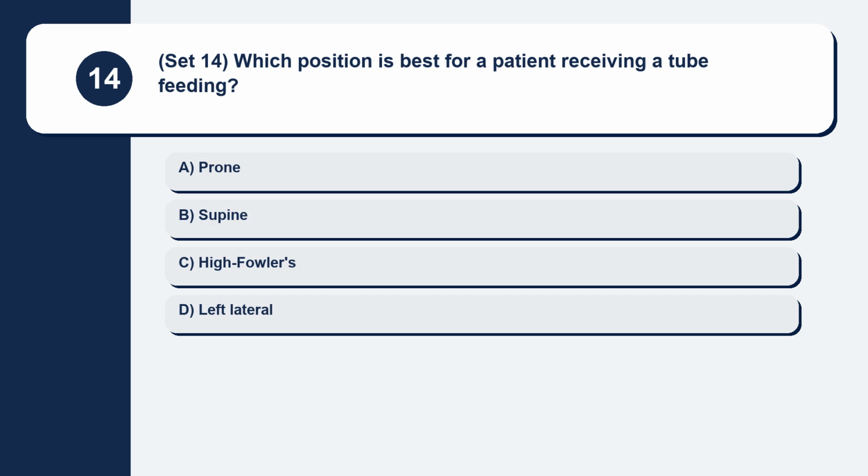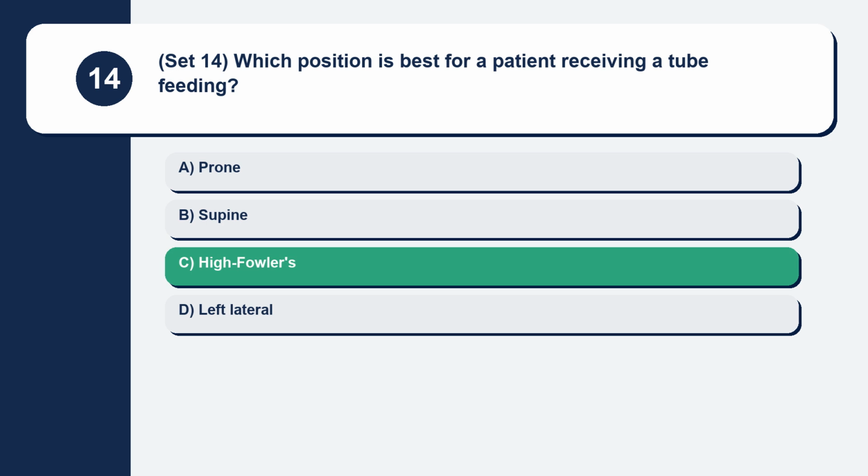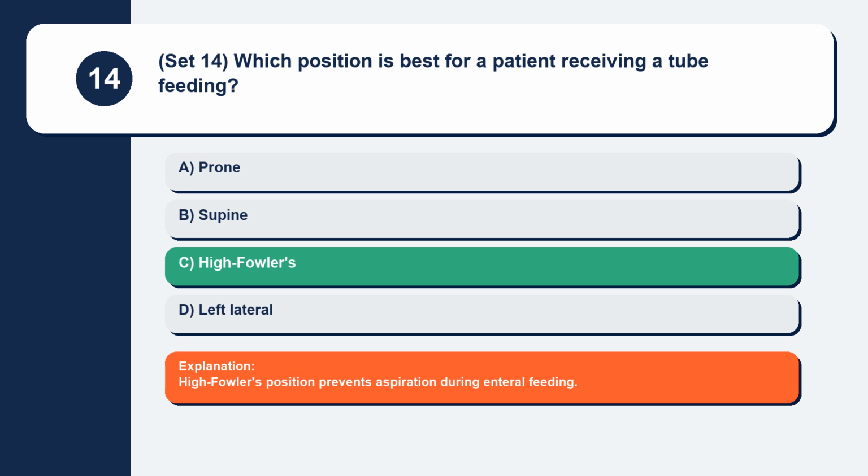Question 14. Set 14. Which position is best for a patient receiving a tube feeding? Prone, supine, high Fowler's, left lateral. High Fowler's position prevents aspiration during enteral feeding.